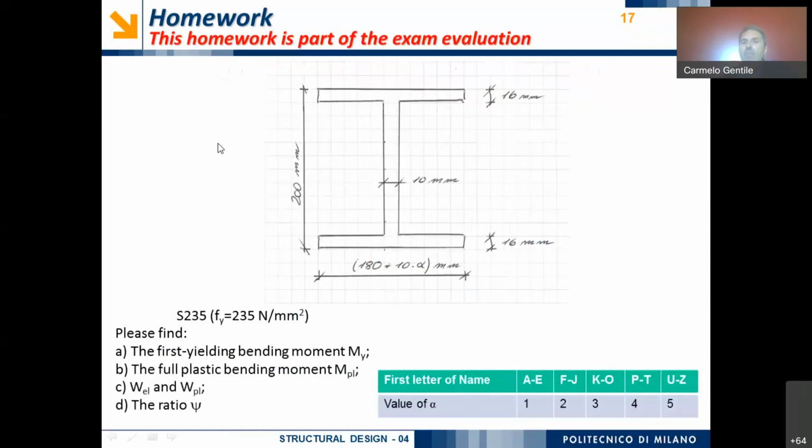Finally, I have an I-beam. Again, the difference between the various I-beams is in terms of this coefficient alpha, and again, alpha corresponds to the first letter of your first name. Again, the structure is made of S235 steel, and I would like to ask you to find the first yielding moment, MY, the full plastic bending moment, WEL and WPL, and the ratio psi.